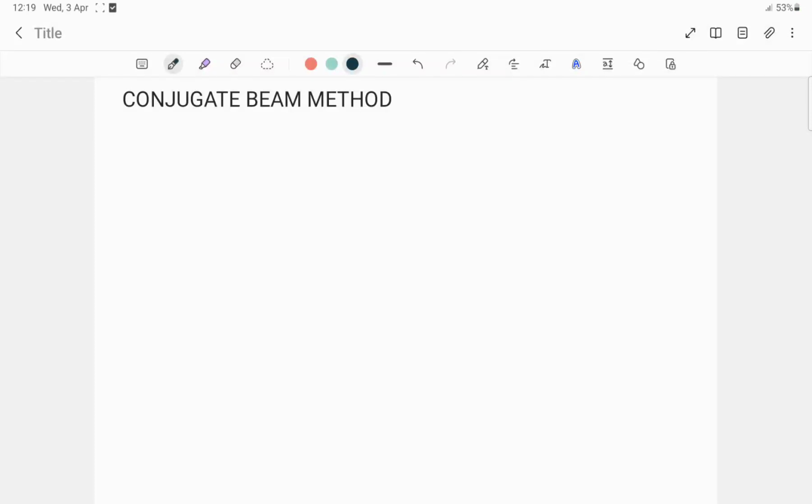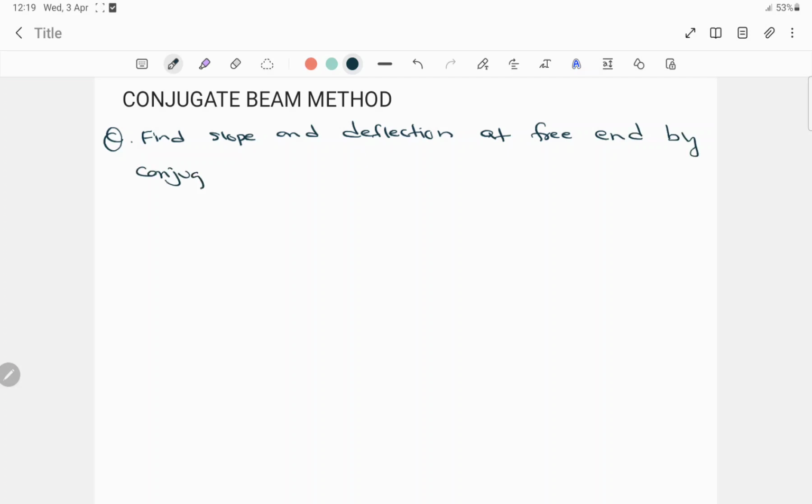In today's video, I will be solving a problem based on the conjugate beam method. Okay, so this is the question. I'll write it down here. Find slope and deflection at free end by conjugate beam method. So this is the question.